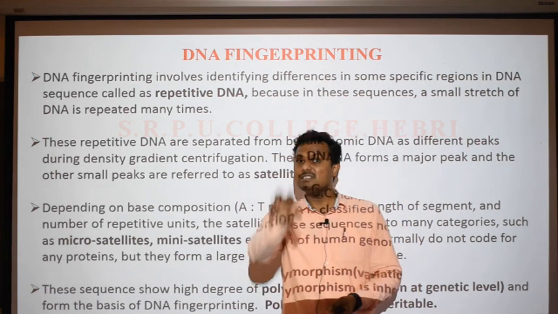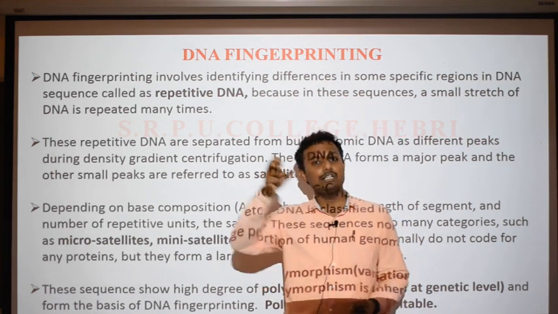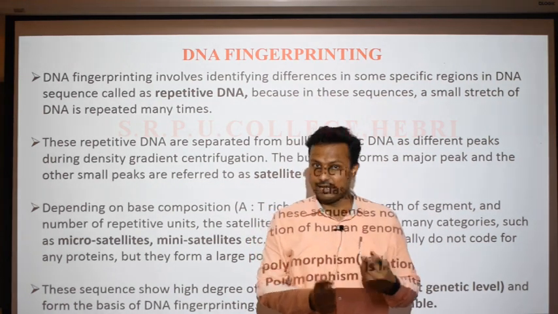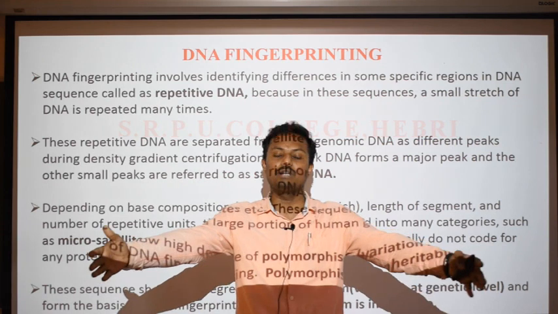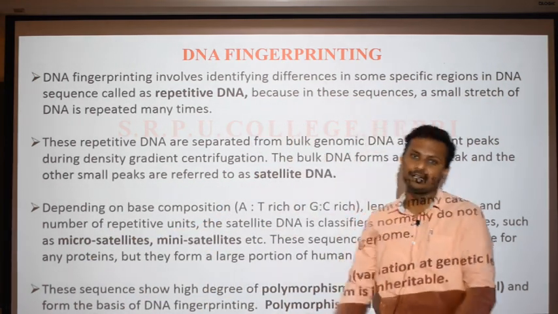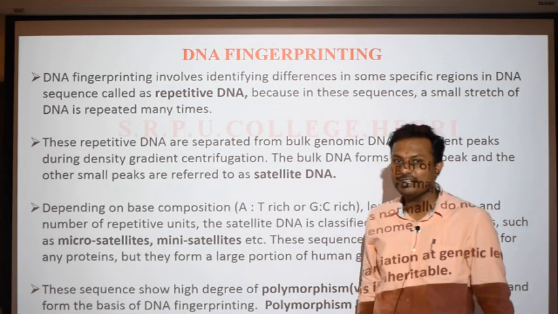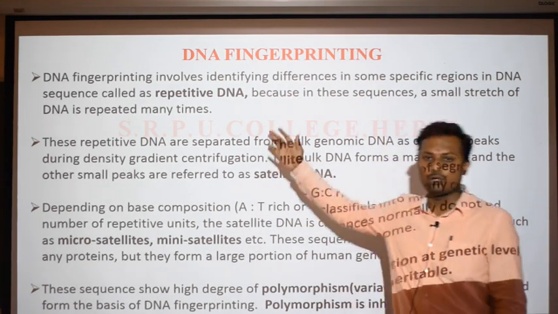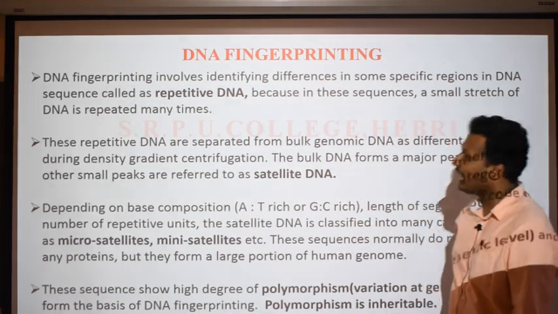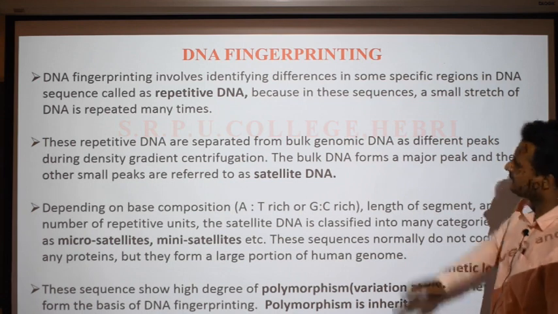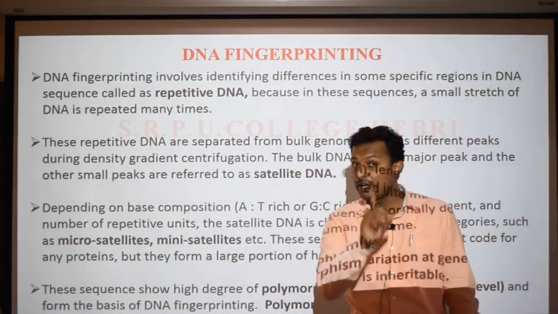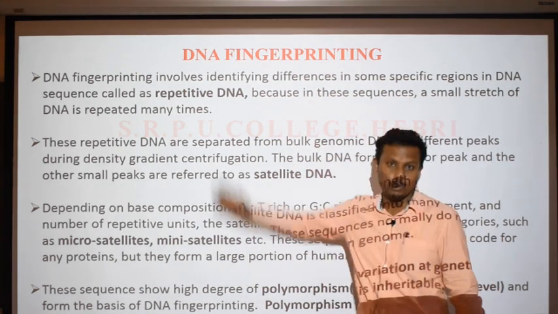So by extracting those repetitive DNA sequences and analyzing the data, we can find the differences among individuals, and that is what is called the DNA fingerprinting technique. But how do we do that? What is the procedure involved? For that we need to understand more. See, the definition says DNA fingerprinting involves identifying differences in specific regions in DNA sequences called repetitive DNA. That is what I mentioned now.